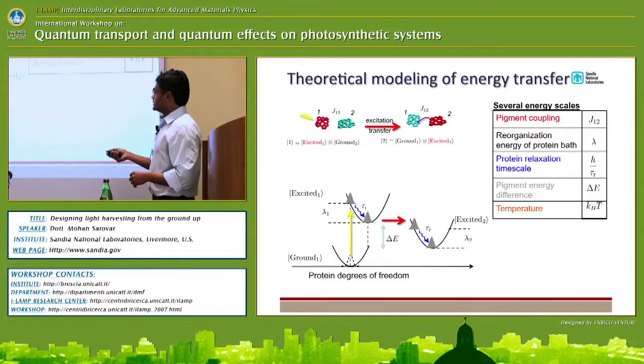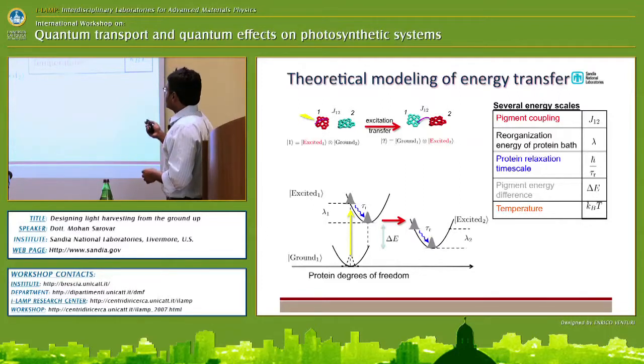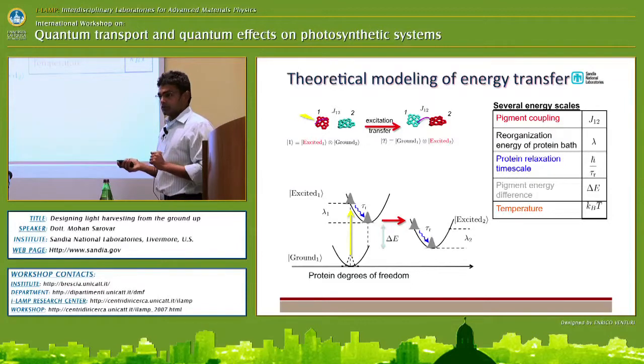There's an energy difference, pigment energy difference. That's typically measured as the difference in ground state energies of this excited state manifold and this excited state manifold. And then there's, of course, temperature. This is all happening at some ambient temperature, right? So there are all these energy scales to keep in mind when you're modeling such a thing.